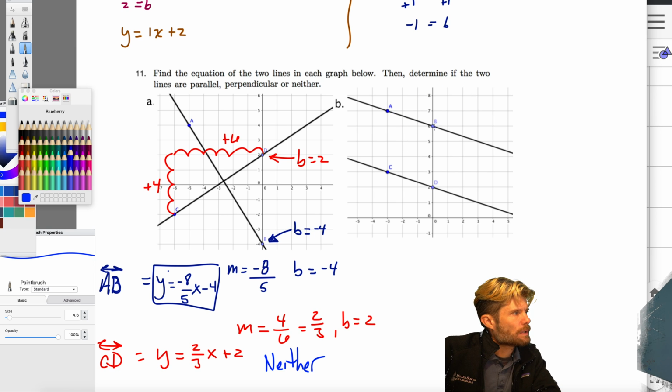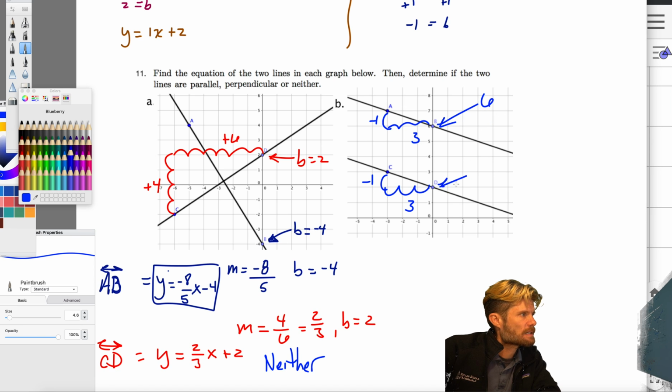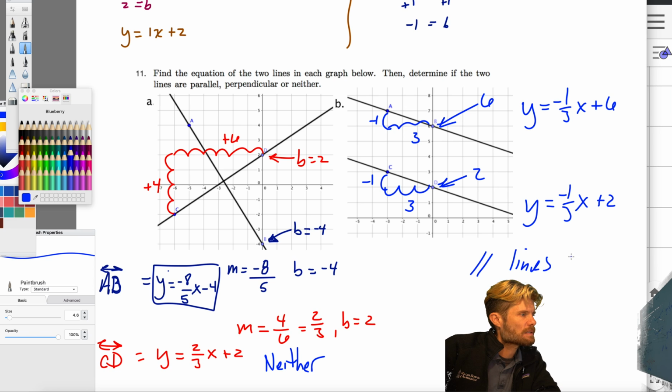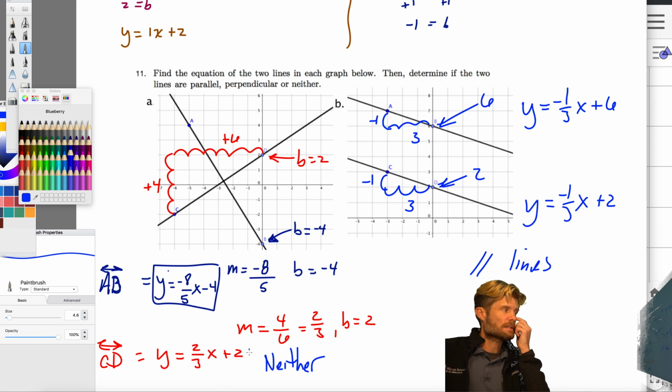This one right here, we're going to see that they're parallel because our slope is down 1 over 3, and this one's going to be down 1 over 3. And this y-intercept here is 6, and this one is 2, so they're different. So this line right here, this is an easy one. It's just -1/3 x plus 6. That's this line. And then this one down here is -1/3 x plus 2. These are going to be parallel lines because the slopes are the same. That's super easy. A little bit easier than A.